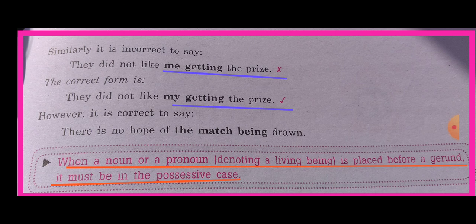The thing which we are learning by this example is that when a noun or a pronoun denoting a living being is placed before a gerund, it must be in the possessive case. This is what we have learned about the gerund.